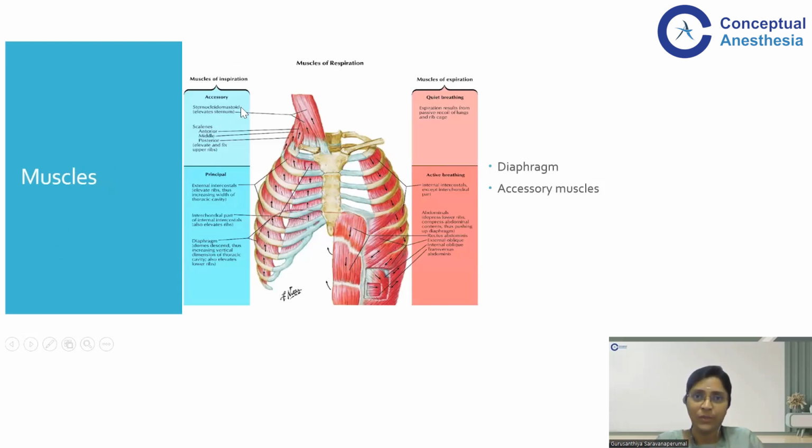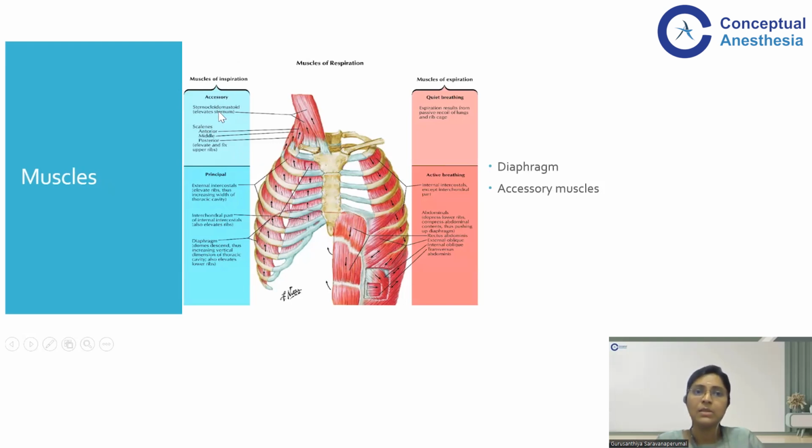The muscles of respiration. Inspiration is an active process, whereas expiration is passive. During inspiration, the main muscle of inspiration is the diaphragm. The dome of the diaphragm descends downwards during inspiration and increases the vertical height of the thorax, and also causes increased negative intrapleural pressure, and that aids in inspiration.